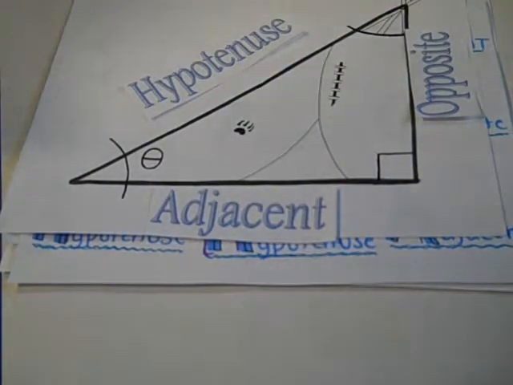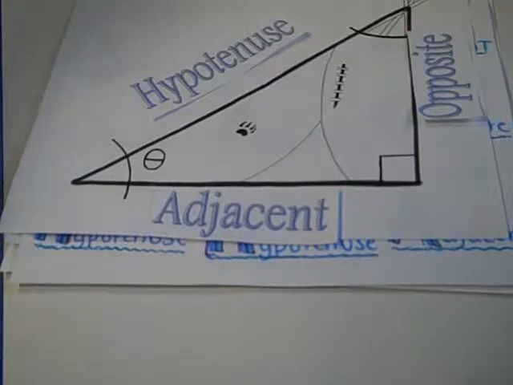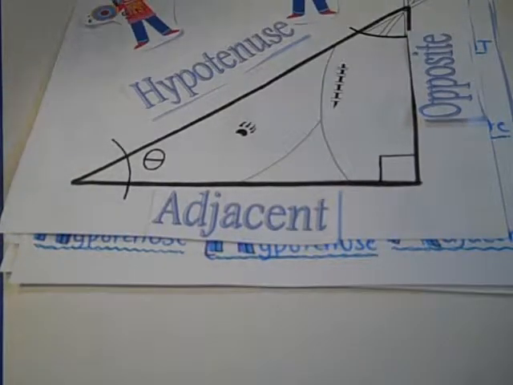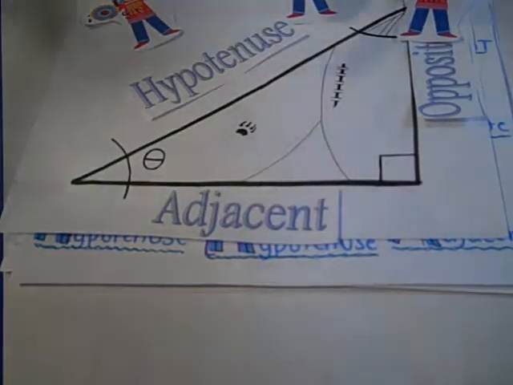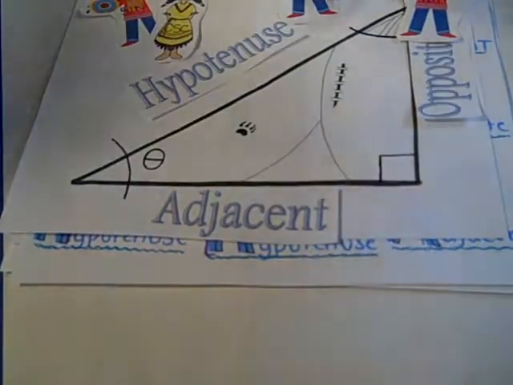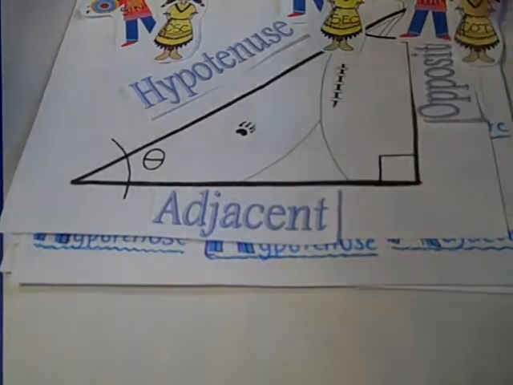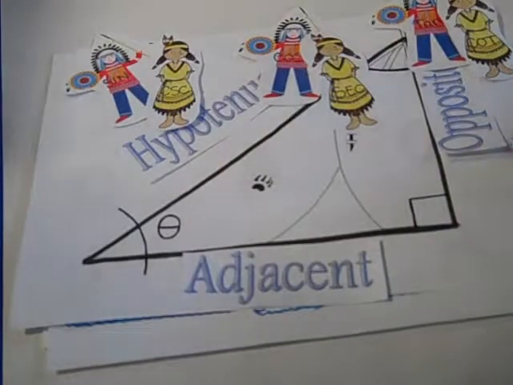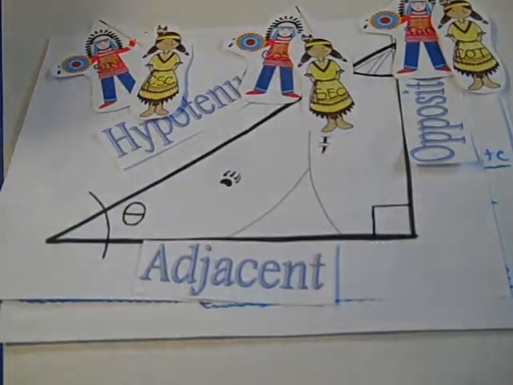There are three main warriors in the tribe and their wives. The warriors are sine, cosine, and tangent. Sine's wife is cosecant, cosine's wife is secant, and tangent's wife is cotangent. Each wife is the reciprocal of their warrior husband because opposites attract.